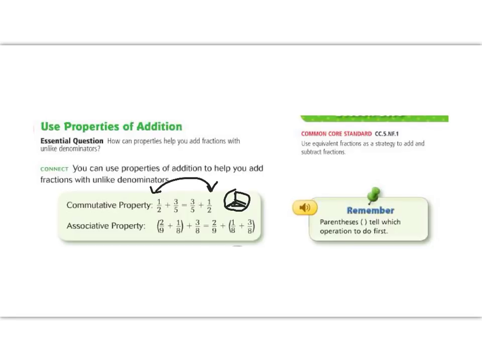The associative property is like our business associates. It's who we hang out with, and this is our grouping symbols. So you can see here I have 2/9 plus 1/8 plus 3/8. And then on the other side of the equal sign, I have 2/9, 1/8, and 3/8. So they're in the same order. I didn't move them. But what I did move is my grouping symbols.